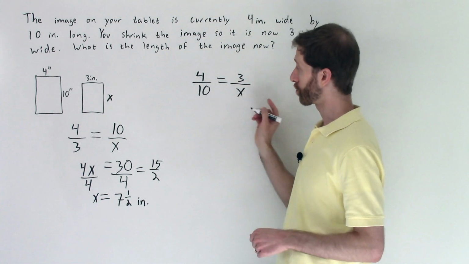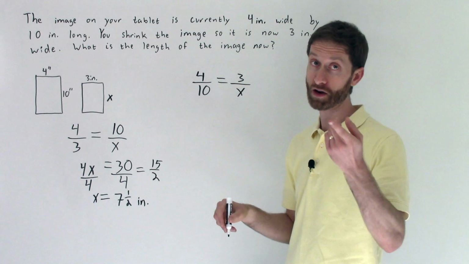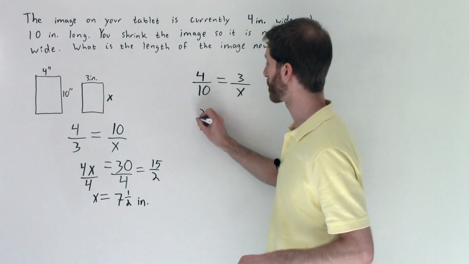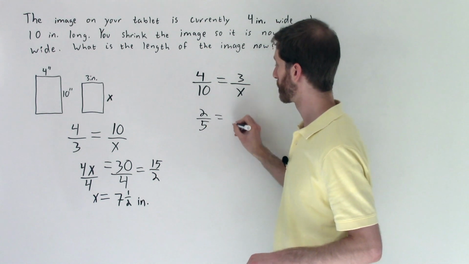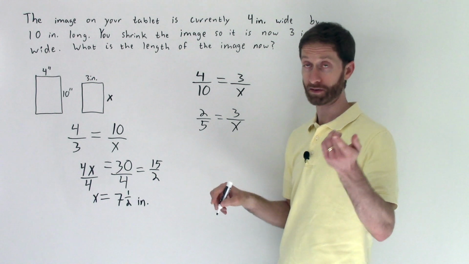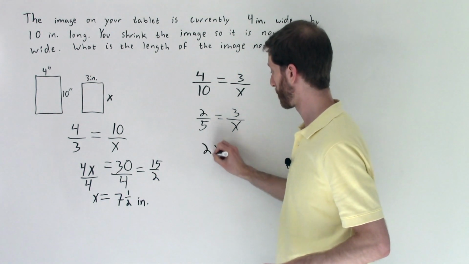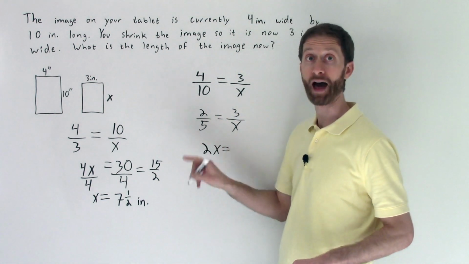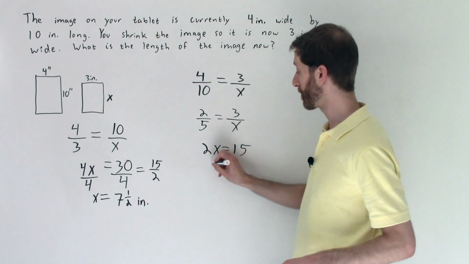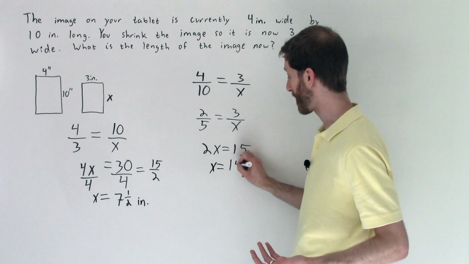Then we can cross multiply. Now before I do that, I notice I can reduce 4/10, divide numerator and denominator by 2 to get that is 2/5, and that's equal to 3 over x. And then I'm going to cross multiply 2 times x, 3 times 5, which is 15. Divide both sides by 2, and ooh, look what we get, the same answer.